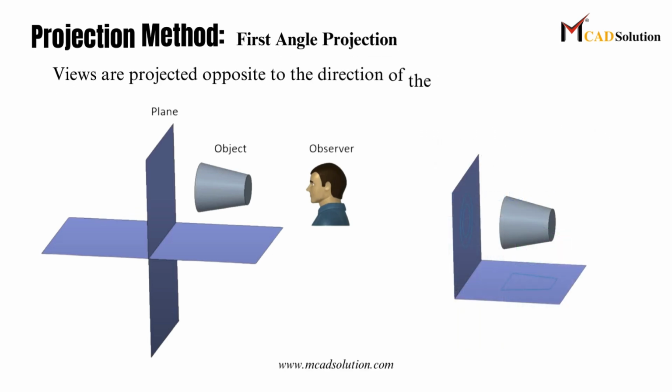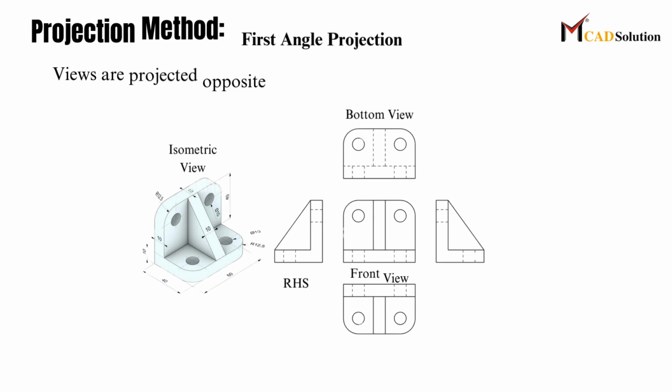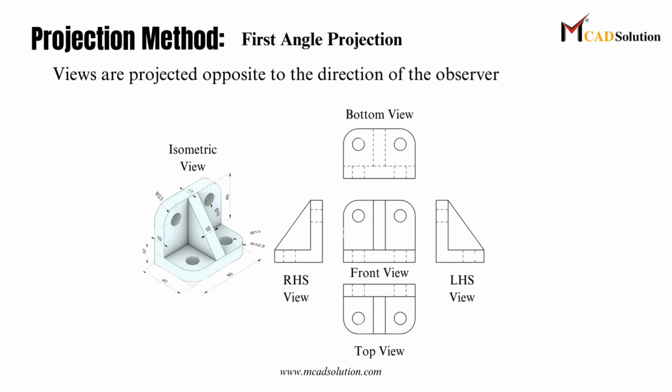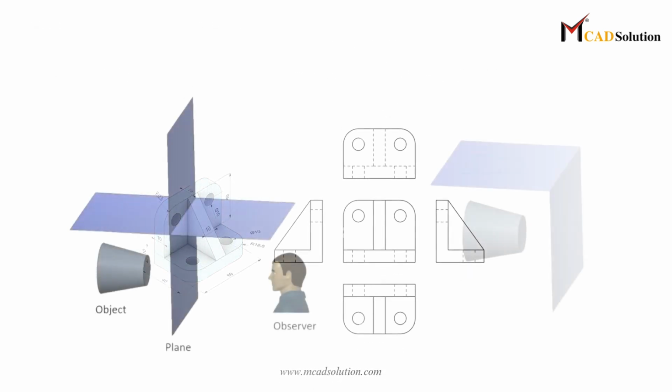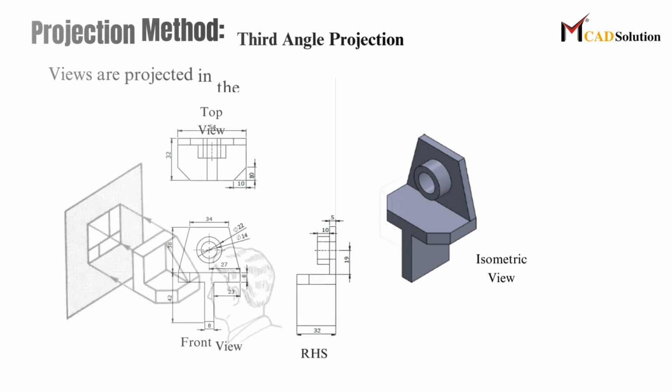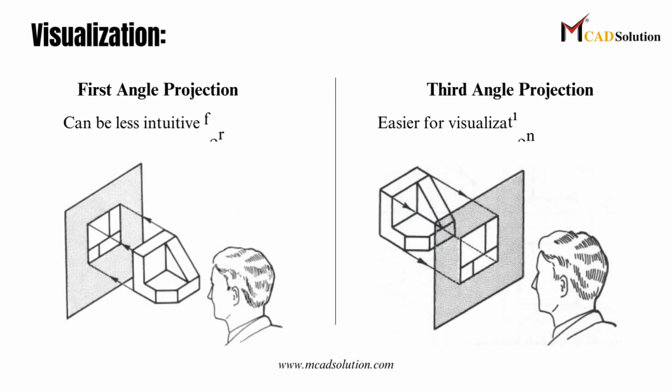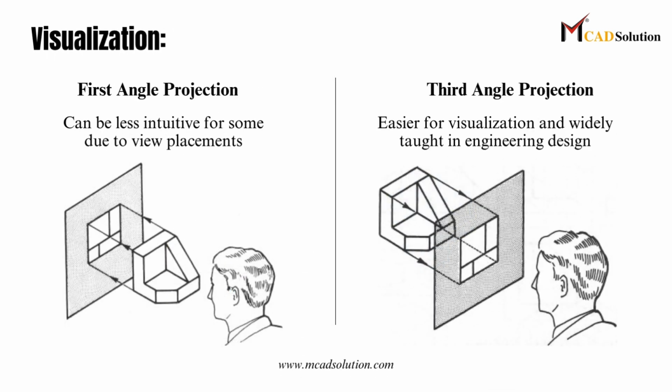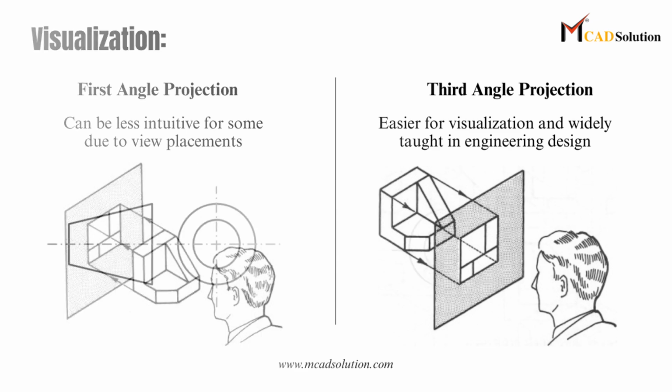Fourth, projection method. In first angle projection, views are projected opposite to the direction of the observer. In third angle projection, views are projected in the same direction as seen by the observer. Fifth, visualization. First angle can be less intuitive for some due to view placements. Third angle is easier for visualization and widely taught in engineering design.